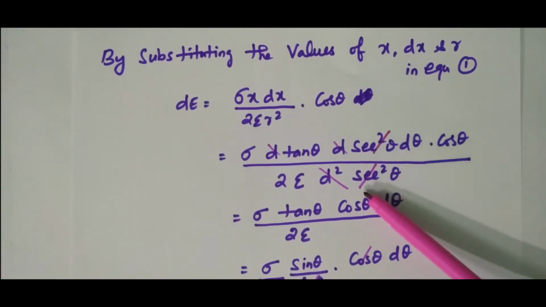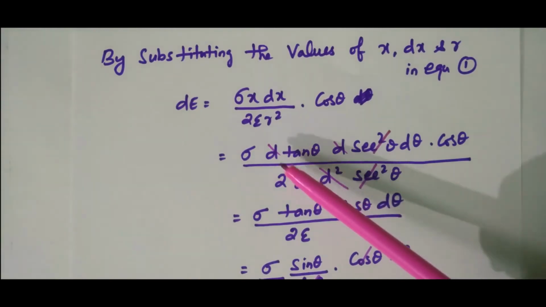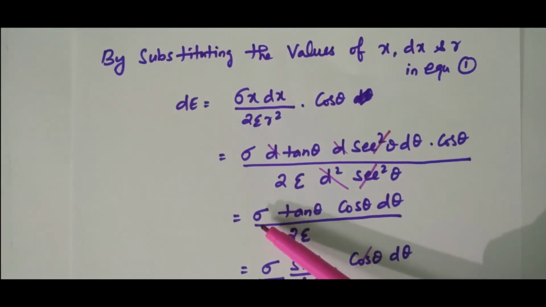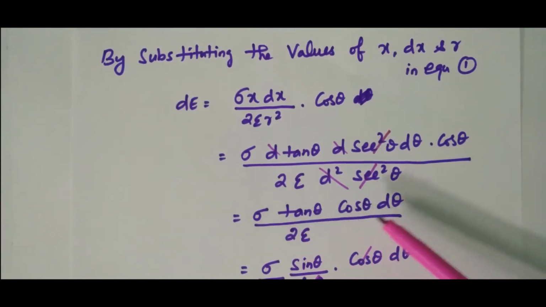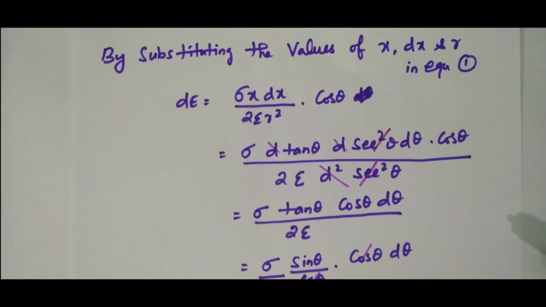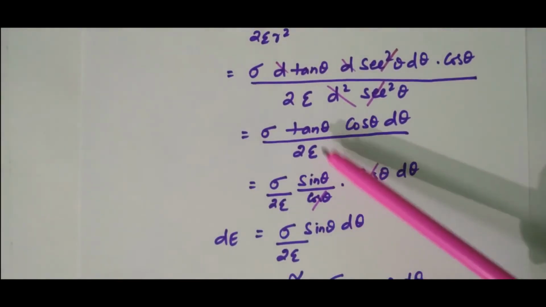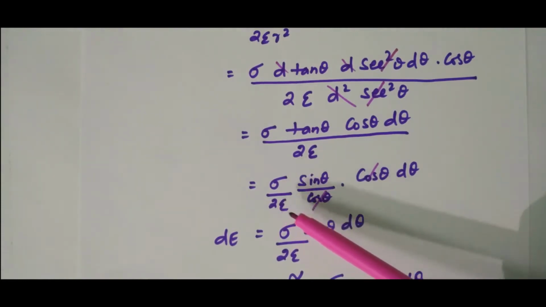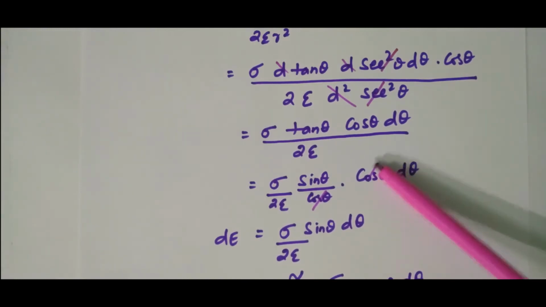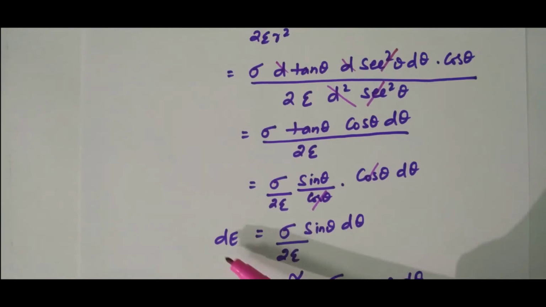The secant square got cancelled. Here d square is available, and here also d is available 2 times, so d square also got cancelled. So what we have: sigma tan theta cos theta d theta divided by 2 epsilon. After cancelling, we got this value. So this tan theta can be written as sin theta by cos theta. Sigma divided by 2 epsilon, tan theta written as sin theta by cos theta, into cos theta d theta. So this cos theta got cancelled. So what we got: dE equal to sigma divided by 2 epsilon sin theta d theta. After substituting all the values, we got this expression.